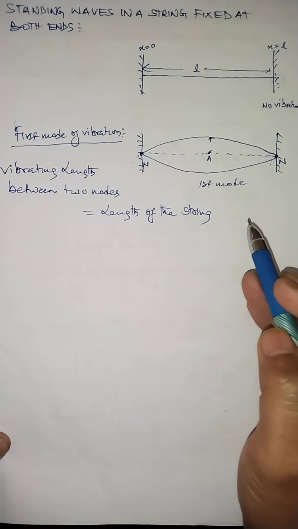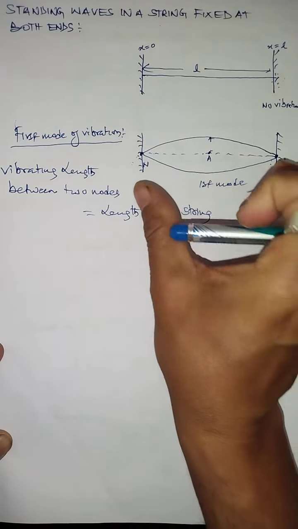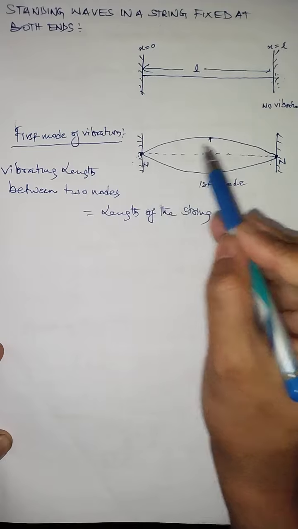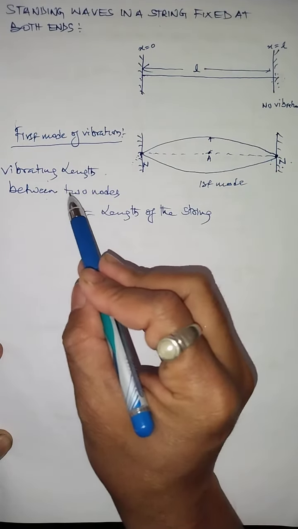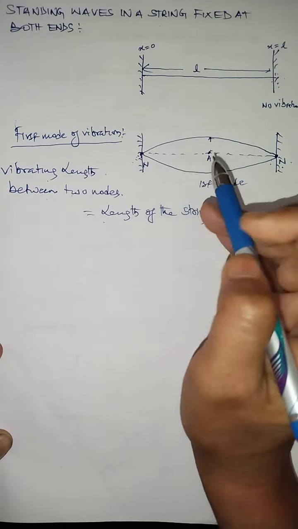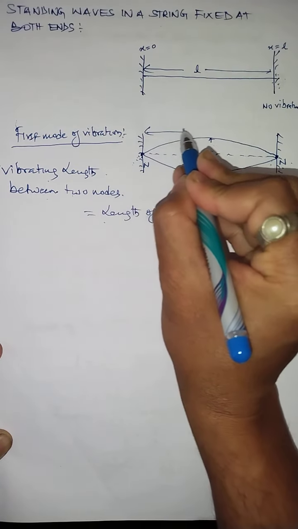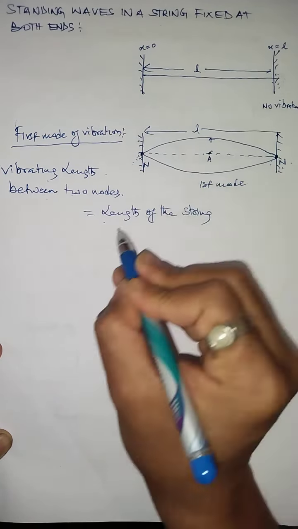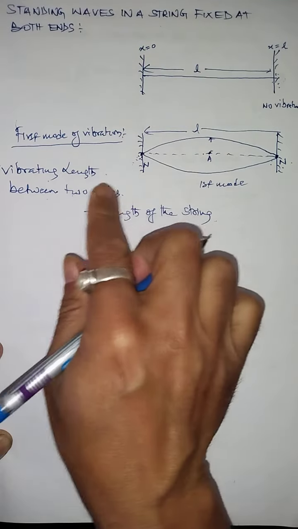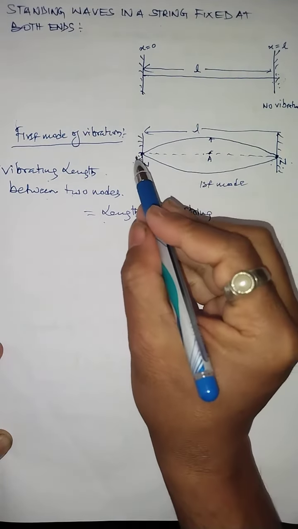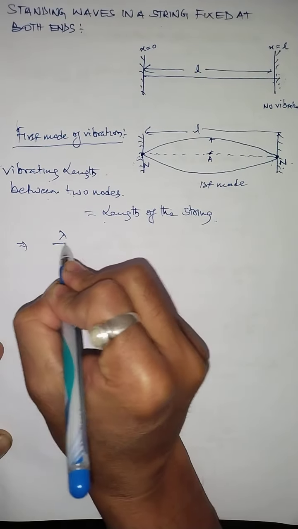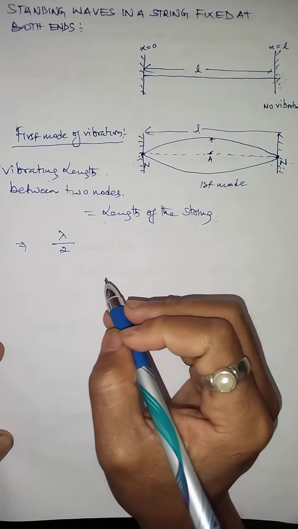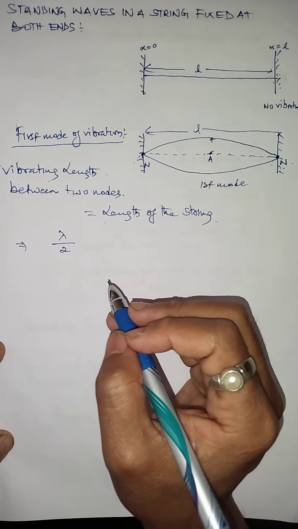Under this mode of vibration, children, if you look at this diagram, this is the first mode. The distance between the two nodes, that is the vibrating length between the two nodes, is equal to the length of the string. That means this length is L again. The distance between two nodes is always expressed by lambda by 2, and I consider this time the wavelength will be what?